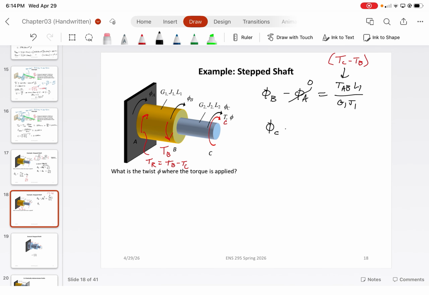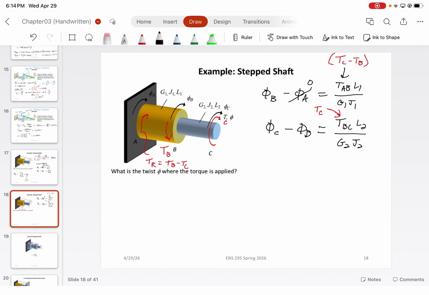Now for phi C minus phi B, which is the rotation at C minus the rotation at B, this is the total angle of twist for member BC. This also has to equal the torque in member BC times L2 over G2 J2. Which, guess what? If we were to cut a section through member BC and do force equilibrium for one side or the other, the torque in BC is just equal to TC.